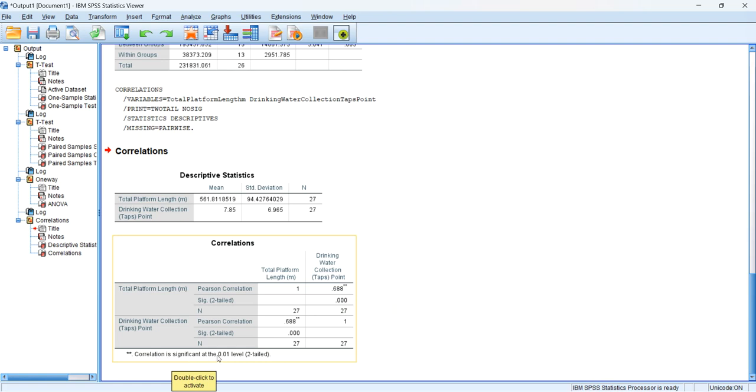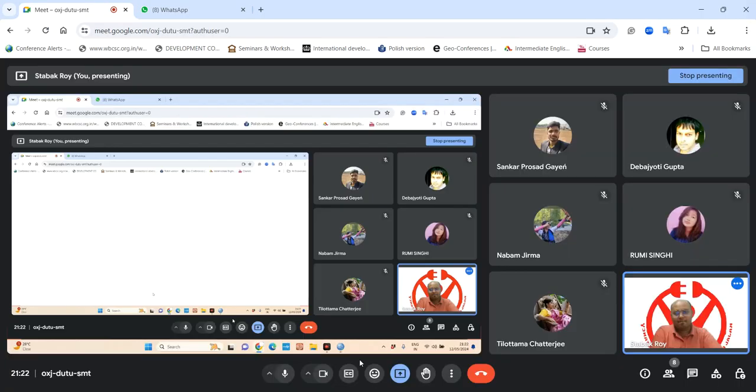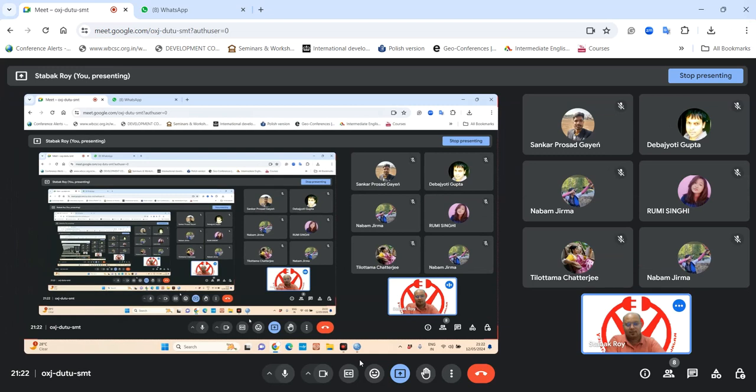Did you read this? Why? So this is clear. Is it clear to you? Sankar, Tilottama, Rumi, is it clear? Yes, it is clear. Yes, yes, yes.